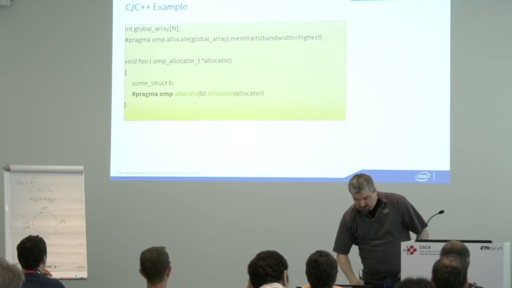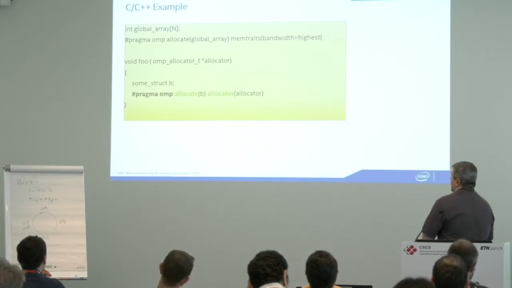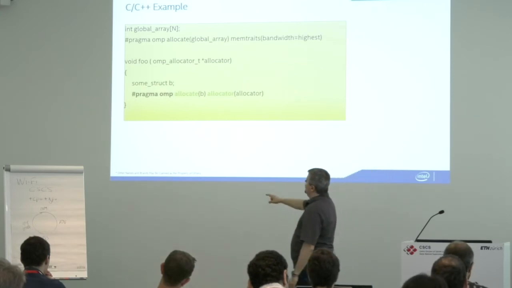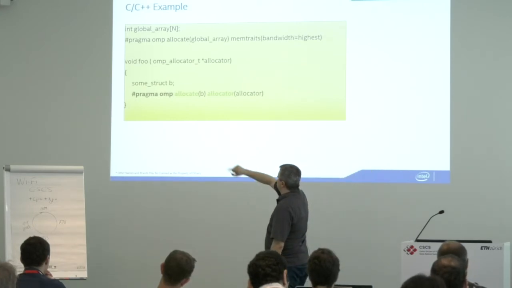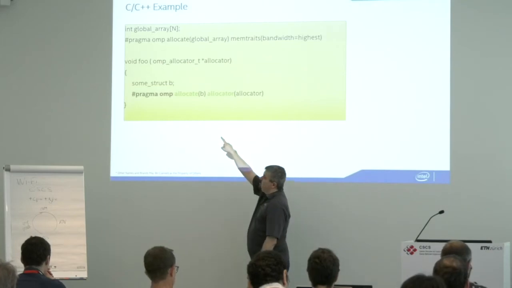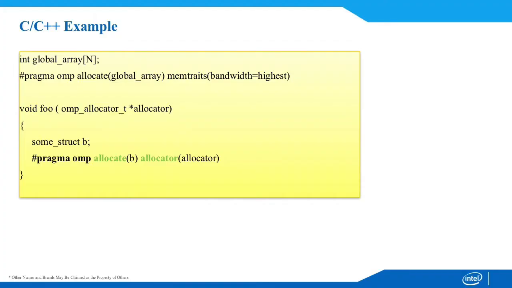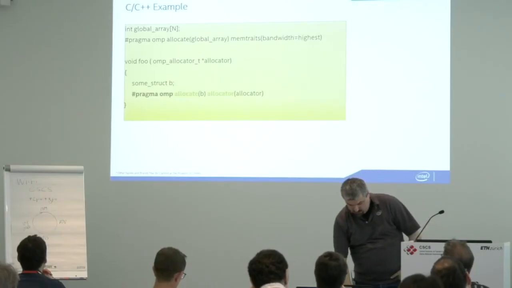Okay. Here's an example of how you can use the allocate clause. You can define some struct, you can allocate it with an OpenMP pragma, and then you can say, use this special allocator that I was defining on the previous slides to retrieve memory for this struct. Okay, and here's an example of how you can do a global allocation as well.